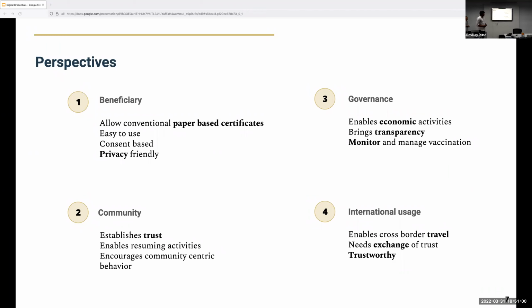Then the fourth perspective is international usage. From an international usage point of view, the vaccination certificate should enable us to travel across the globe, and it should help bring trust and the exchange of data, that is, whether a recipient has been vaccinated or not. The system should also be able to support exchanging this data.